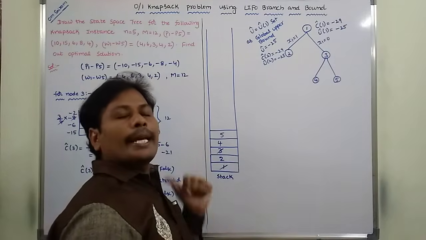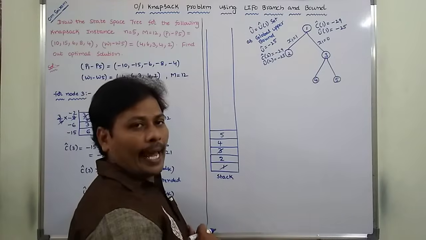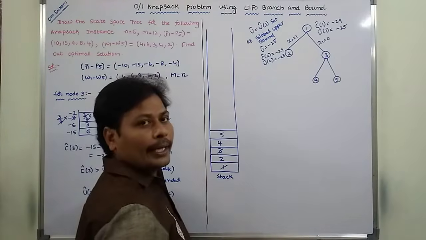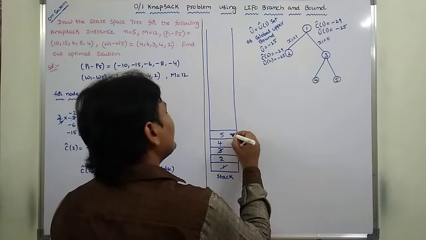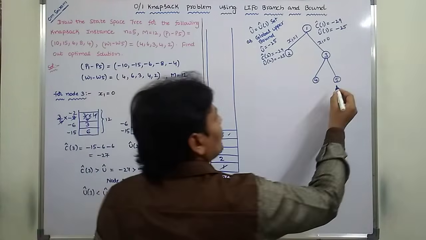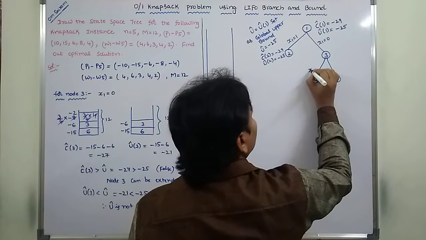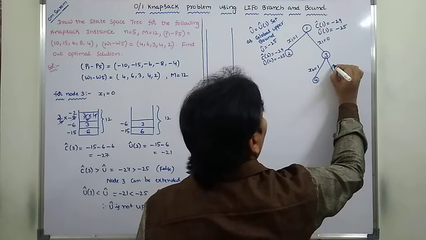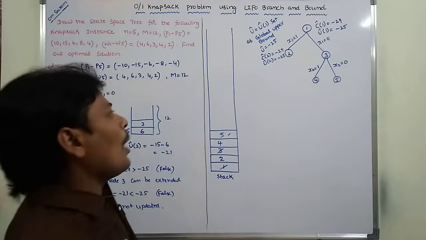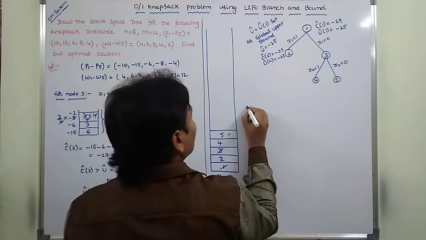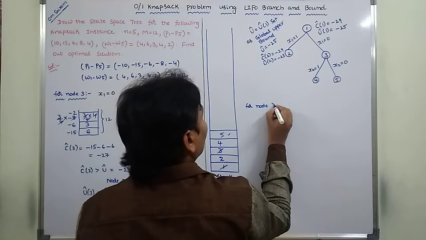Now which node is considered? Only the top of the stack. Which node is there? Node 5 is on the top of the stack. Now consider node 5. At node 5, this is the second level. This is x2 is equal to 1 and this is x2 is equal to 0. Okay. Now go for node 5.